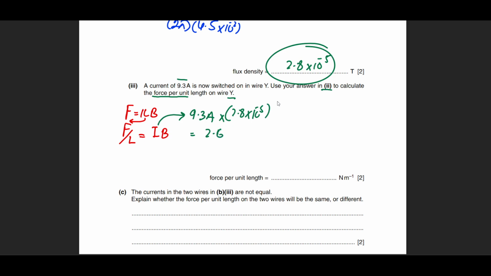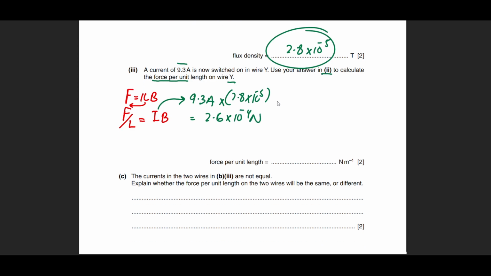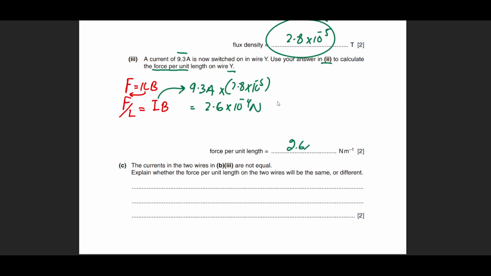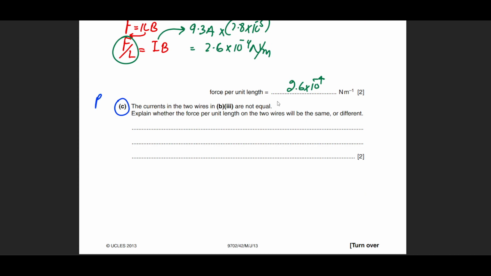So 2.6 × 10^-4 newtons. So 2.6 × 10^-4 newtons per meter, because now it is force per unit length. Okay, all right. So now he says, this is again a common question, a very good question.